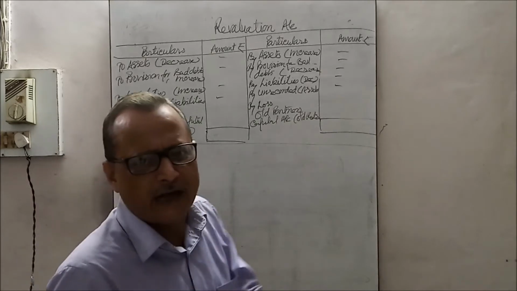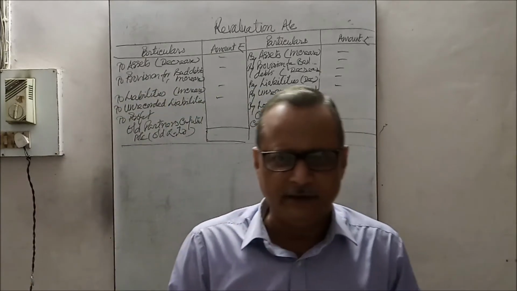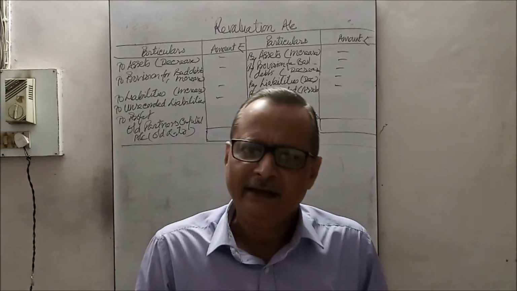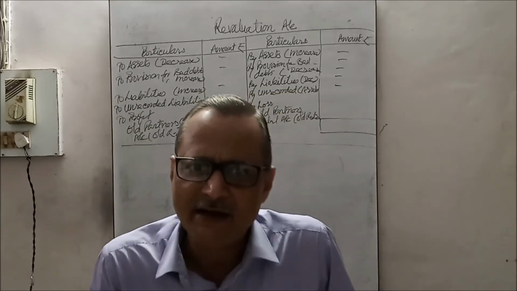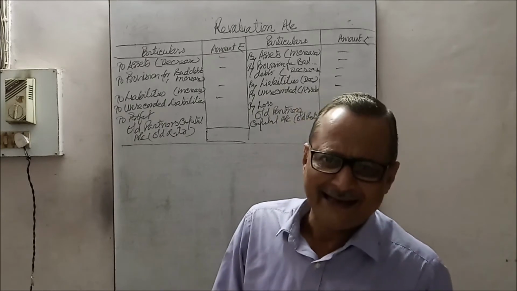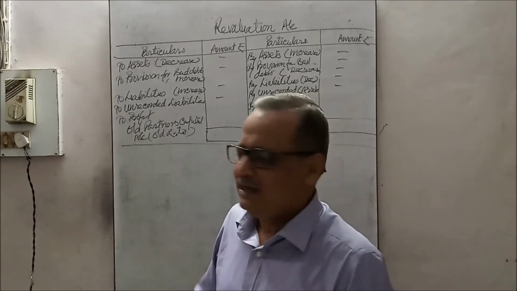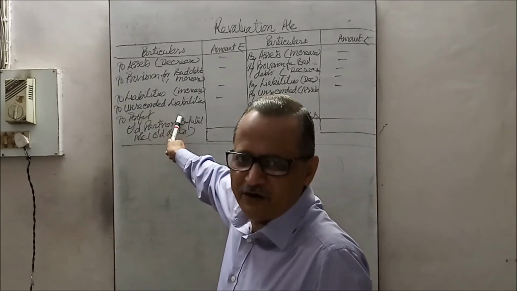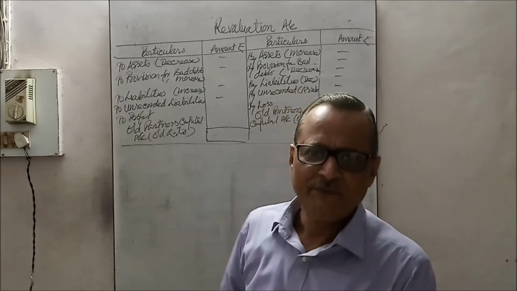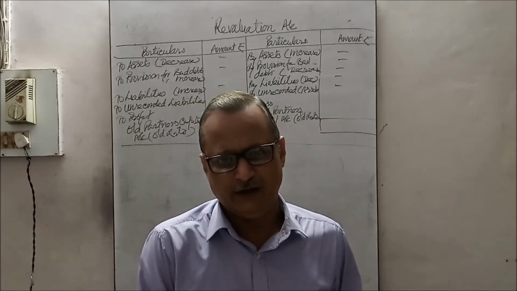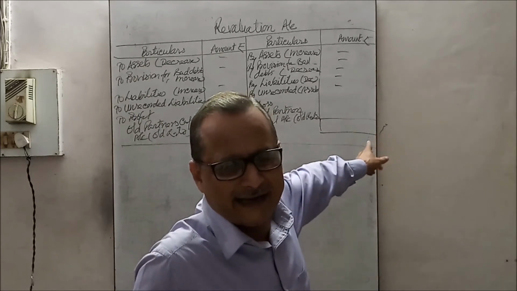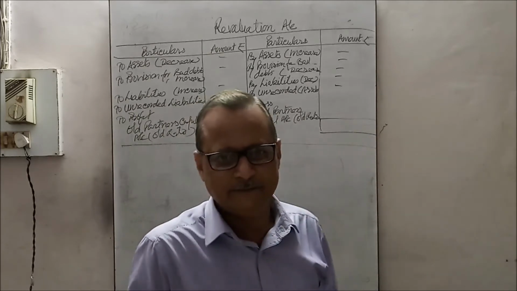Unrecorded liability: those liabilities which were not recorded earlier but are traced now and are to be recorded, so the liability is increasing. That should be presented at the debit side of the revaluation account. And if there are unrecorded assets, they should be presented at the credit side of the revaluation account.